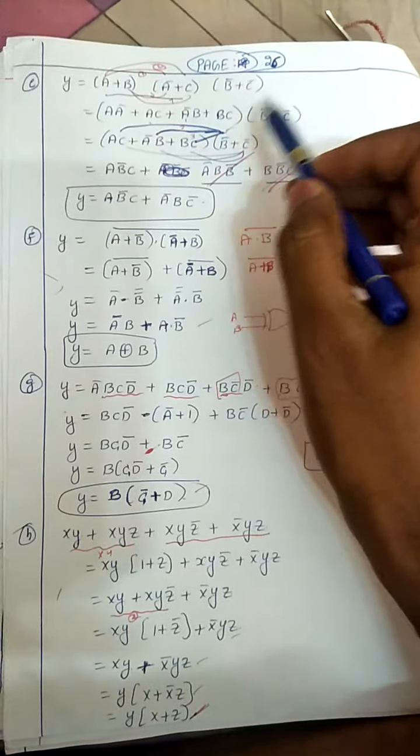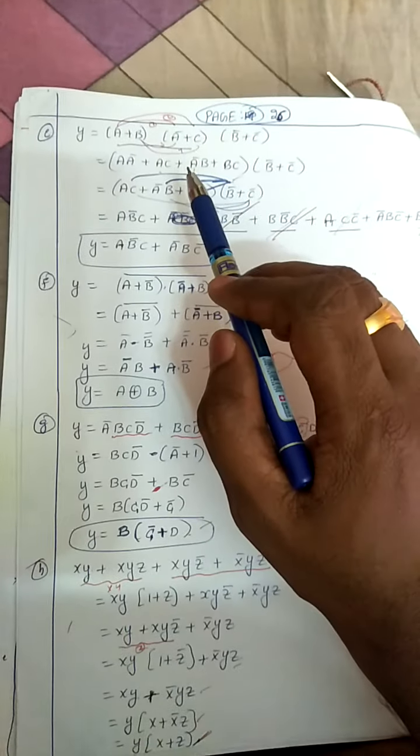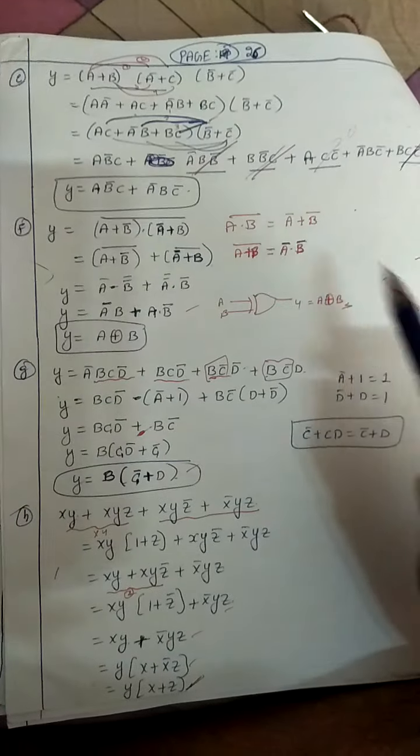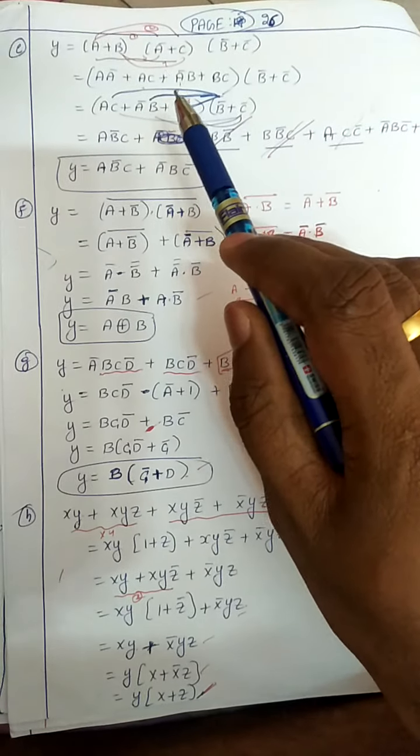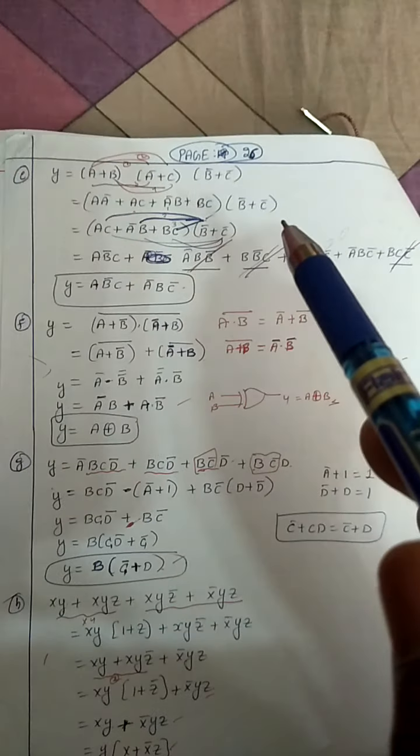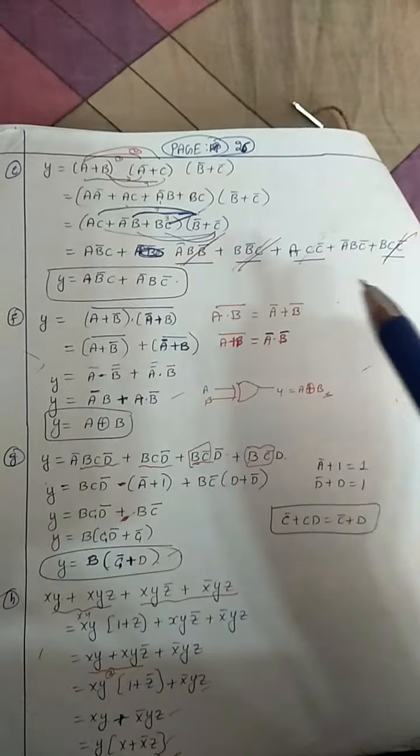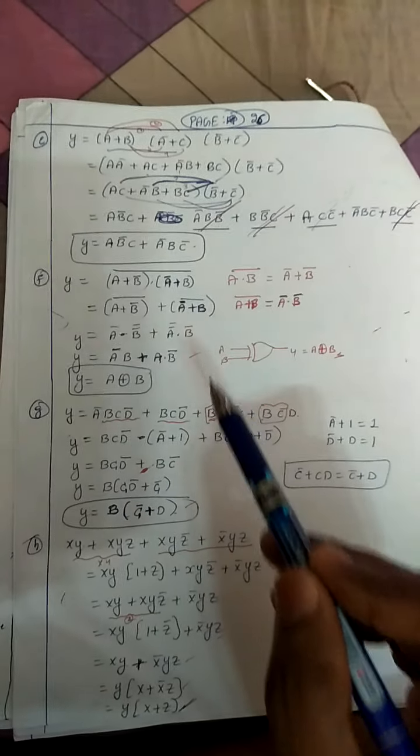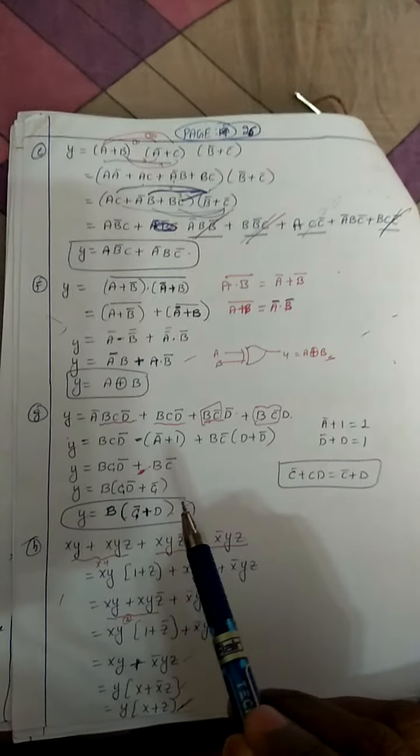So in the similar way for this problem, you multiply A to these two and B to these two. Then what you will get? A bar, and AC, A bar B plus BC, B bar plus C bar. Then again you multiply with these three components, you will get this one. You cancel it, then you are left with this one. In the similar way, you have to solve these three problems. Apply Boolean theorems and get the final expression.